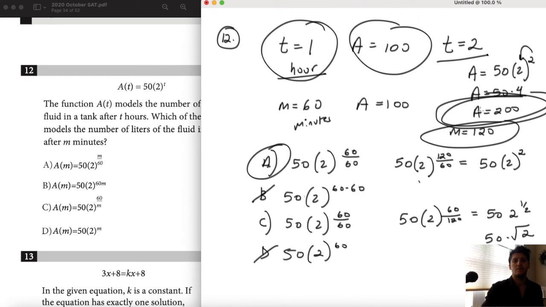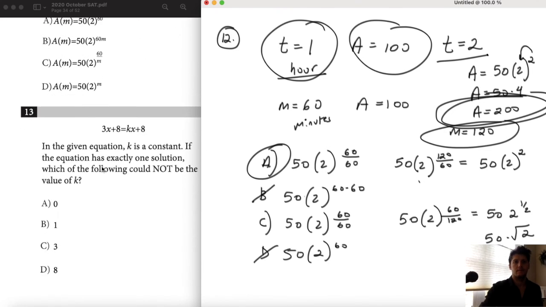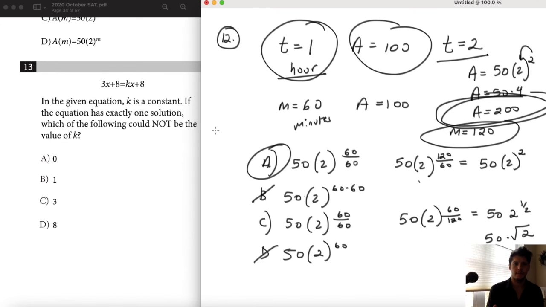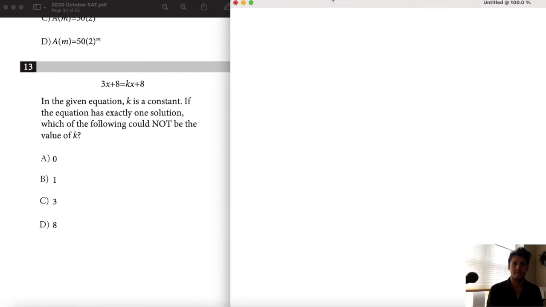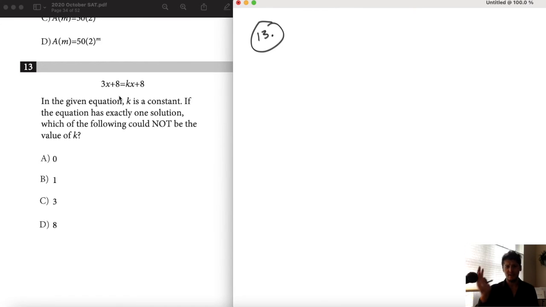Moving on to number 13. They say, what could not be the value of k? It has exactly one solution. Think about what that means. Think about the left side and the right side. I have a lot of people say, well, it means it works, or it works once. Yes, but that's not very useful information.